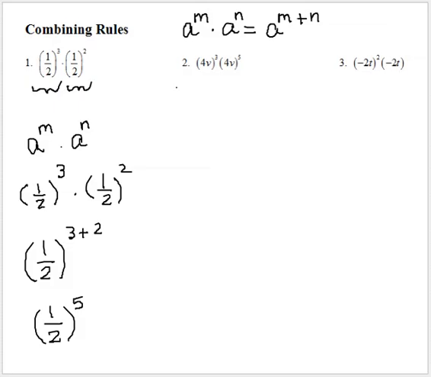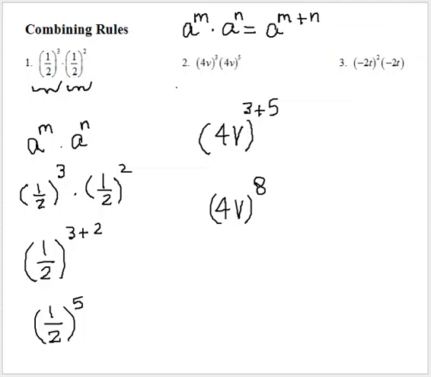The base is 4v. So we have 4v to the power of what? Again, your a is 4v, and then you simply add the exponents. Exactly, it would be 3 plus 5. So it would be 4v to the power of 8. Again, this would be the same as 4 to the power of 8, v to the power of 8.